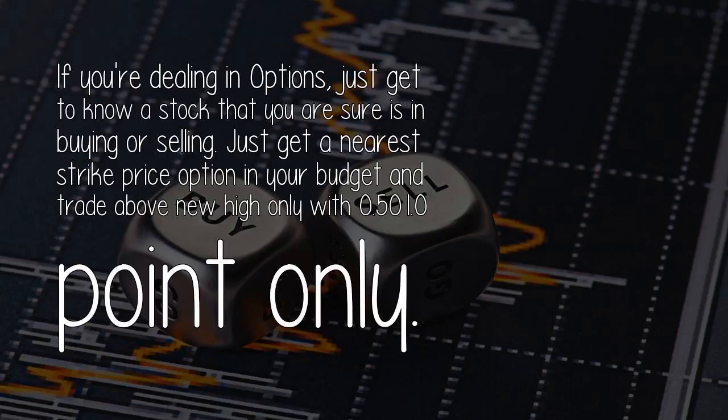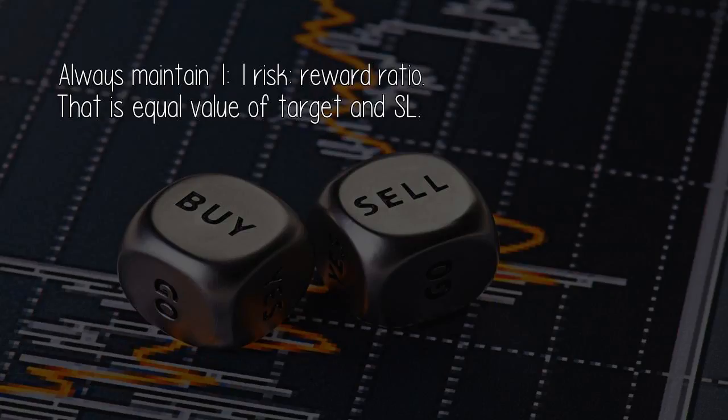If you're dealing in options, just get to know a stock that you are sure is in buying or selling. Get the nearest strike price option in your budget and trade only above the new high, with a 0.5 to 1.0 point move. Always maintain a 1:1 risk reward ratio, that is, equal value of target and SL.